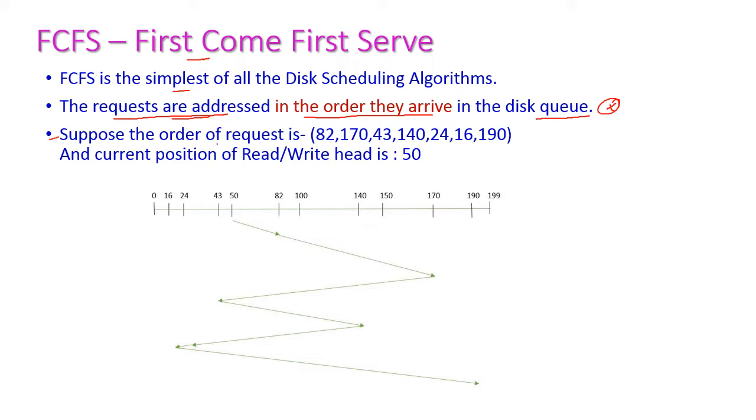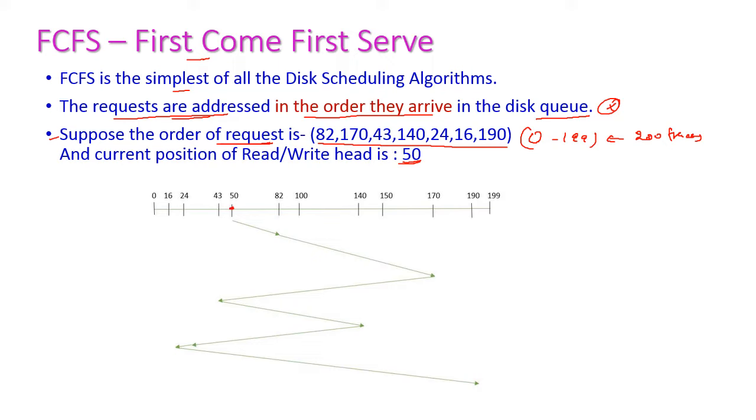The order of queue requests is this one: 82, 170, 43, 140, 24, 16 and 190, and the current position of the read write head is at 50. Okay, let us take the disk scan from 0 to 199. Total 200 tracks are there, and the current position of the read write head is at 50. This is the current position.